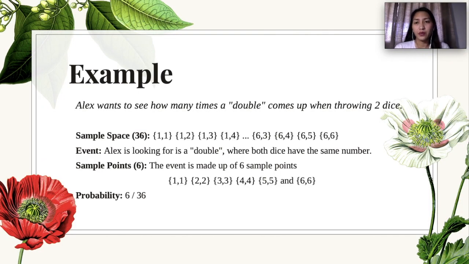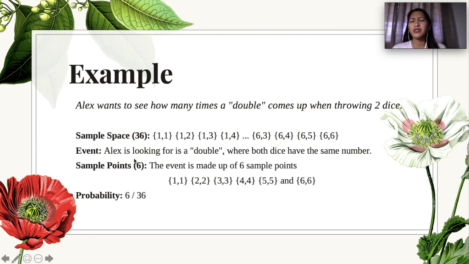We have here an example. Alex wants to see how many times a double comes up when throwing 2 dice. So when you say double, it means the same number came out when you threw the dice. So you have 2 dice, and when you throw a die, it shows a number. An example would be 3. And when you throw another die, when you say you have a double, then you will get another 3. So that's what this example is all about.